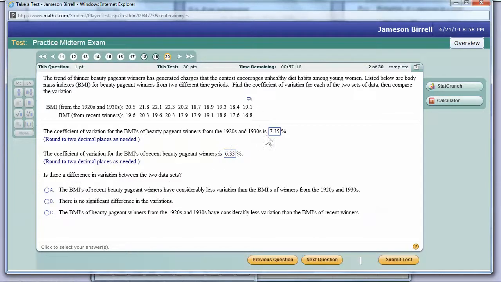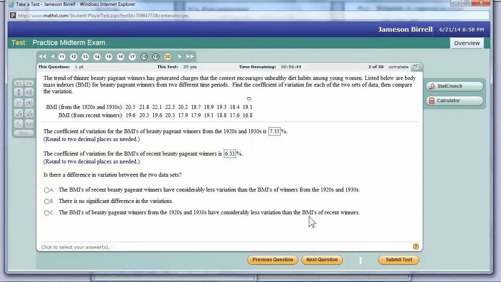Yeah, there's a difference. Percentage of basically 1%. The BMI of recent beauty pageant winners have considerably less variation. They do have less, 1% less, 1.2. There is no significant difference in variation. The beauty pageant winners before had less variation.